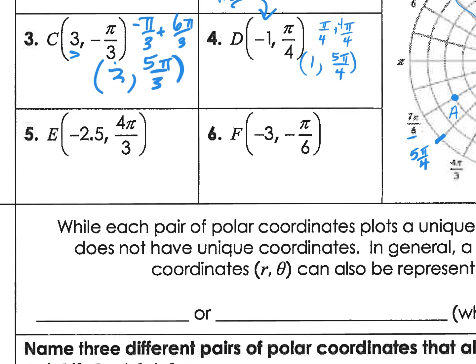E, negative 2.5. Again, we have a negative r, so we have to take 4 pi over 3 and add pi to it, which would be 3 pi over 3. So we end up with 7 pi over 3, positive 2.5, 7 pi over 3. All right, so 7 pi over 3 is more than 2 pi around, isn't it? So now we have to ask, where's 7 pi over 3? Since this is more than 2 pi, we're going to subtract 2 pi from it, which would be 6 pi over 3, which really leaves us at 2.5, pi over 3.